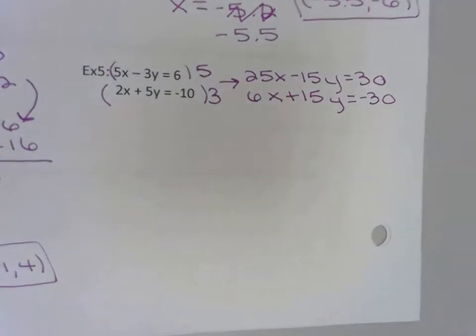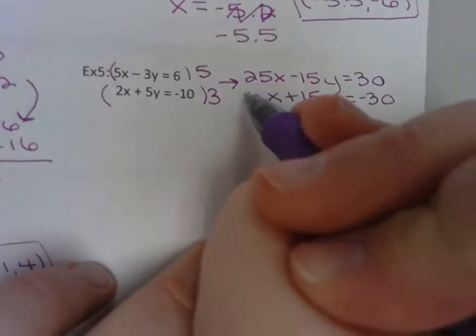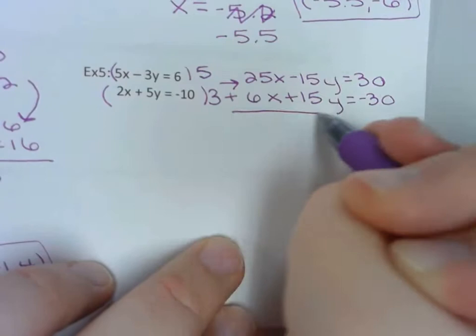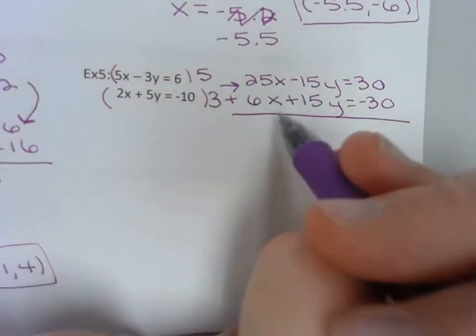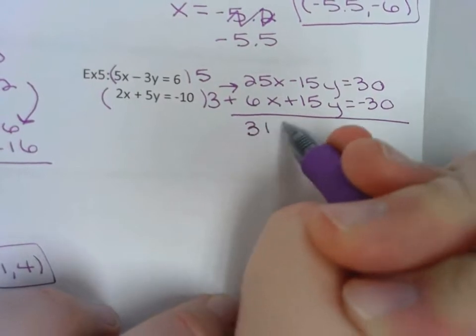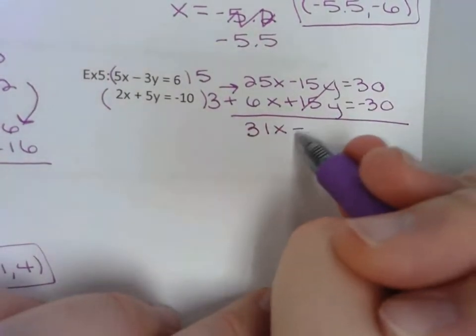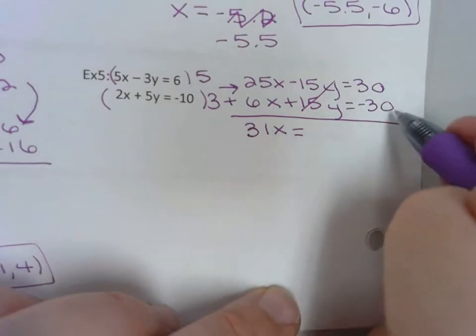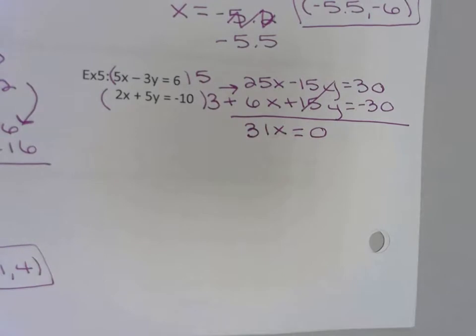Now I have an equation just like we did yesterday. I noticed on the y, I have a positive and a negative 15. So when I add these two equations together, you have to add them together. The y's will cancel. 25x plus 6x, 31x. Negative 15 plus 15 is 0, so that's gone. And then negative 30 plus a negative 30 is also 0. So don't freak out if you get a 0. You just get a 0.